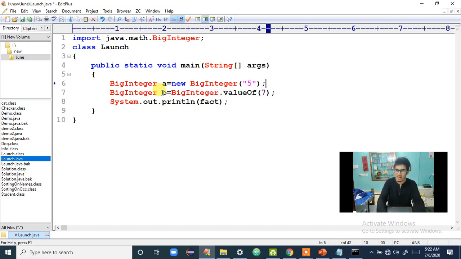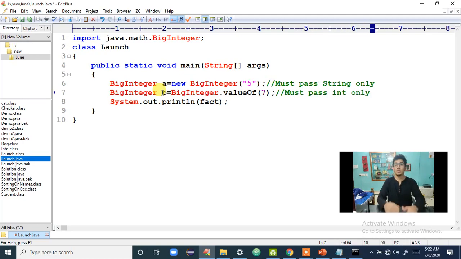I'll comment also so that it is very clear for you. In the new keyword, you must pass a string only. But here you must pass an int only. I hope this is very clear, right? What will valueOf do? It will convert only an integer to BigInteger. The new BigInteger keyword, the new keyword, will convert a string to BigInteger. These are the 2 ways to create a and b.